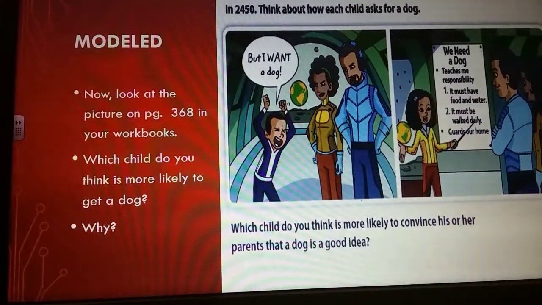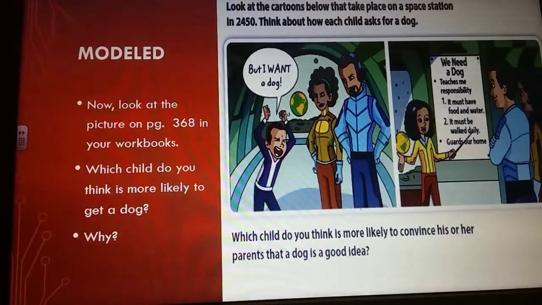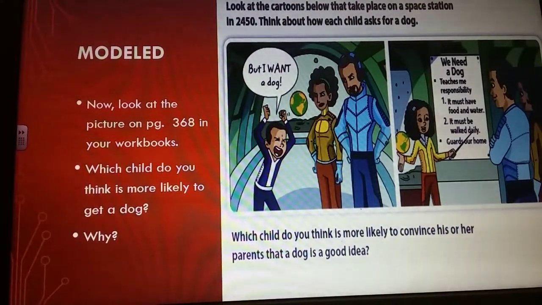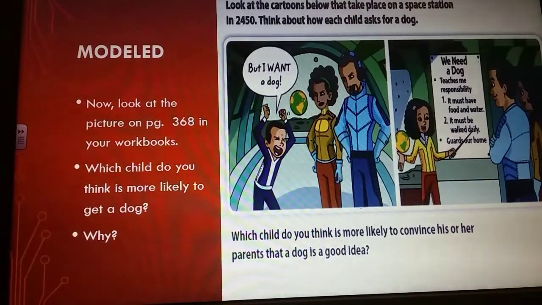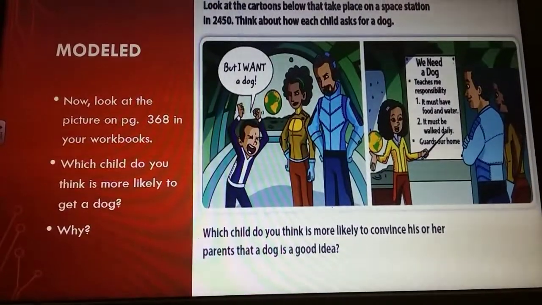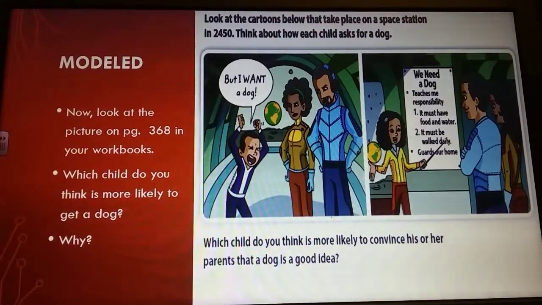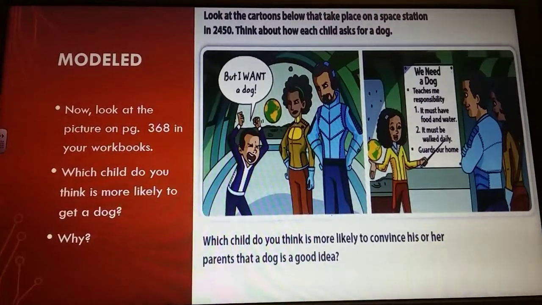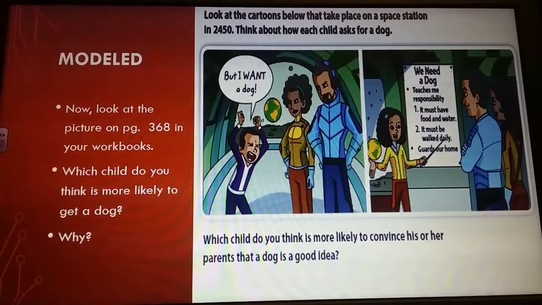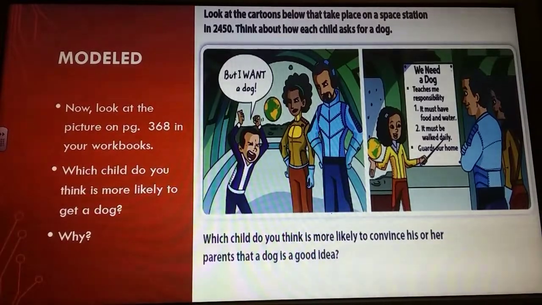Now, really quickly, and I mean really quickly, we're going to look at the quick version of the two different cartoons, okay? The cartoons below take place on a space station in the year 2450. So each child that you see in this picture wants a dog, and so they ask for it. But if you notice in the first picture, the little boy says, "But I want a dog." So he seems to be demanding a dog. But in the second picture, the little girl, if you look at her poster here, it says, "We need a dog." And then she has some things underneath that.